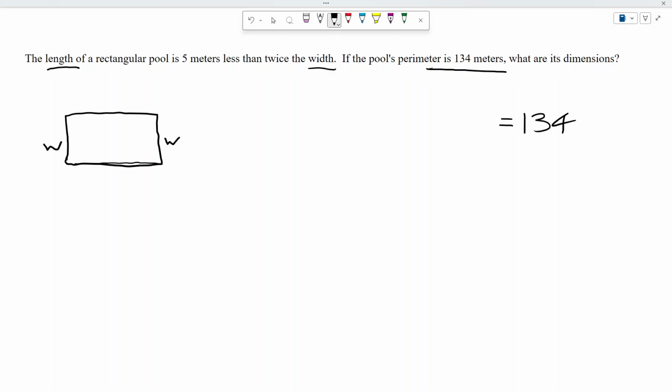And the way I like to do it, when it gives something like that, I kind of do the little equation right to left. So it's saying the length is 5 meters less, so minus 5, then twice the width, W. So the length of a rectangular pool is 5 meters less than twice the width. So it looks like then perhaps that would be this side as well.